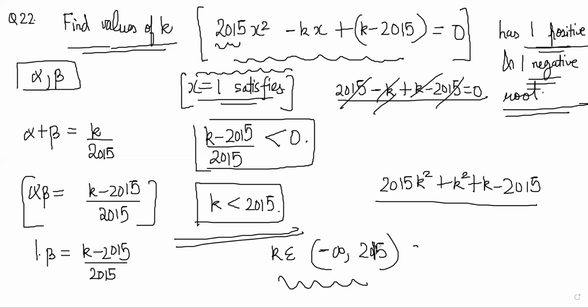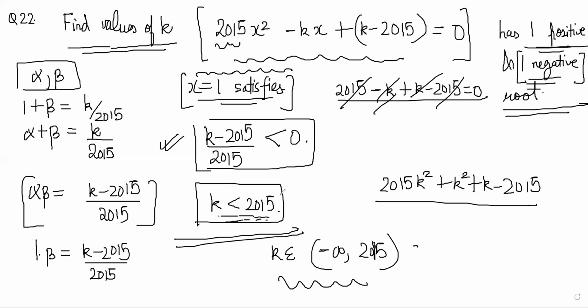So we don't need to worry about alpha plus beta. We don't need to subtract the 1. You can, but you get the same thing. Nothing new can come. You have already gotten the other root, so why bother? You just have to impose the condition of the problem that says one negative root, so make sure that this root is negative. So k less than 2015 is my condition.